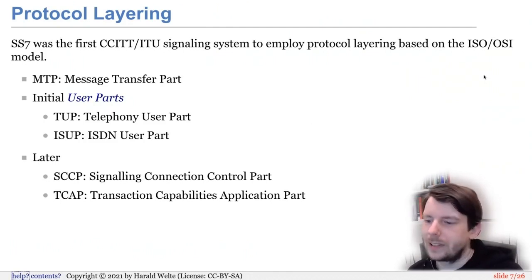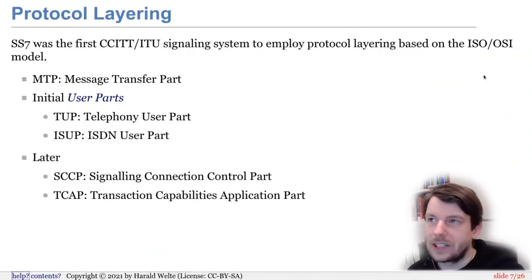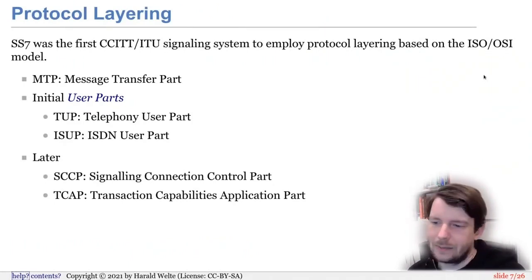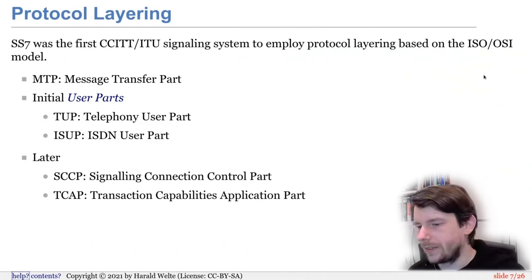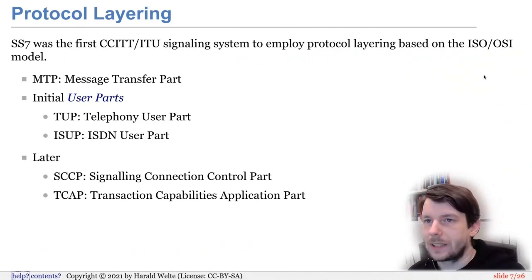So we have TUP, the telephony user part. We have ISUP, the ISDN user part. And those user parts are application-specific protocols that use the means of the underlying message transfer part to get messages relayed between telephone exchanges. Later, there were some other protocols added, like SCCP and TCAP. We will get to that slightly later.